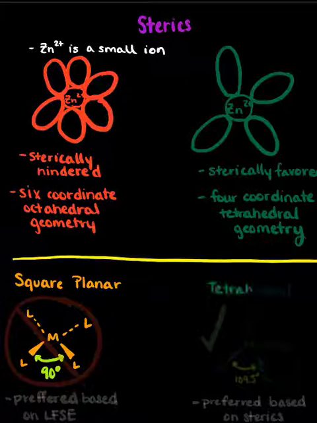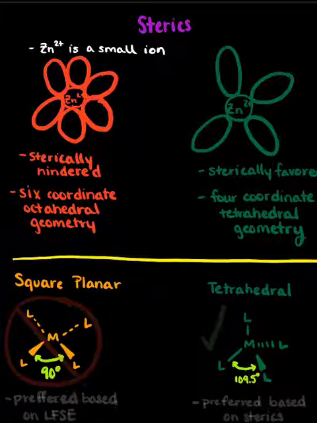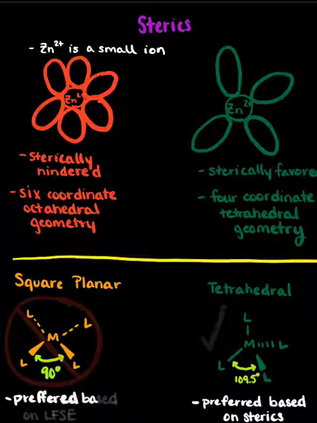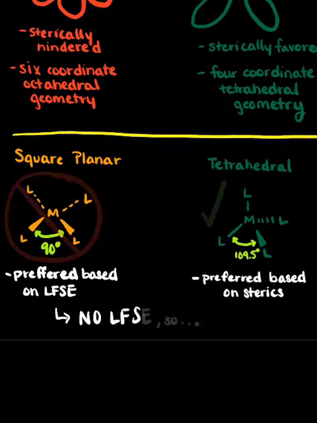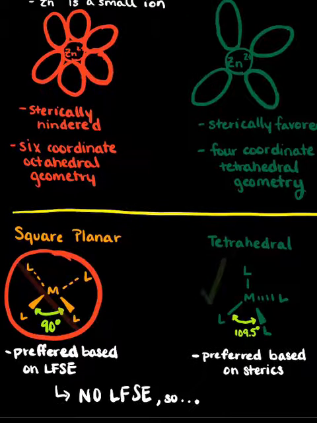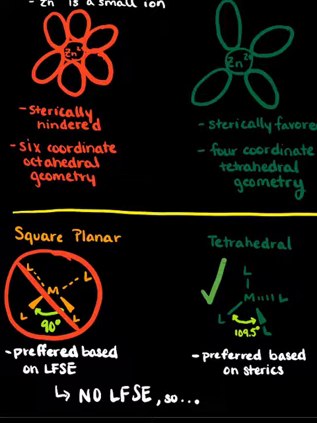Sterics are also the reason that the tetrahedral geometry is chosen over the 4-coordinate square planar geometry. Larger angles between the ligands, 109.5 degrees, in the tetrahedral geometry provide more favorable steric interactions than those encountered in a square planar geometry with 90-degree angles.